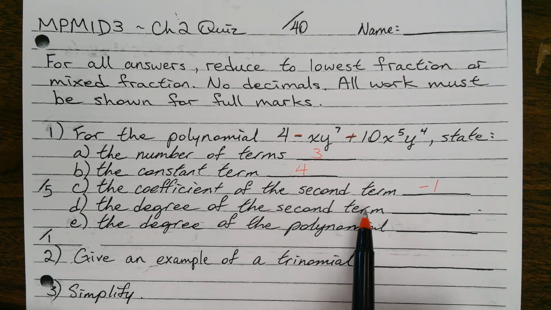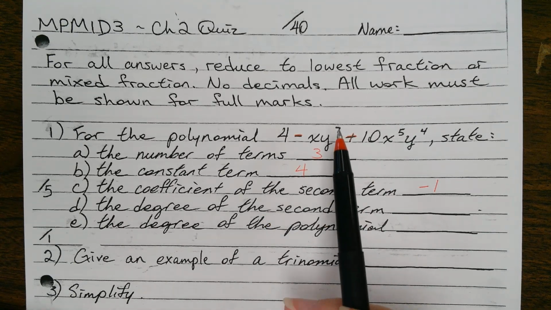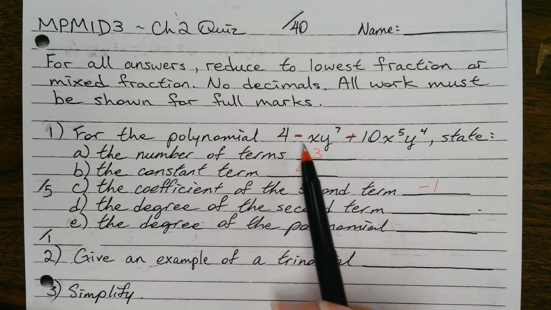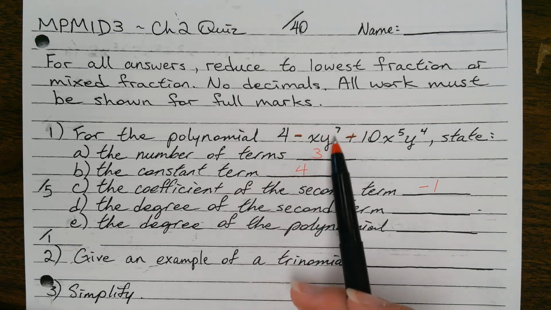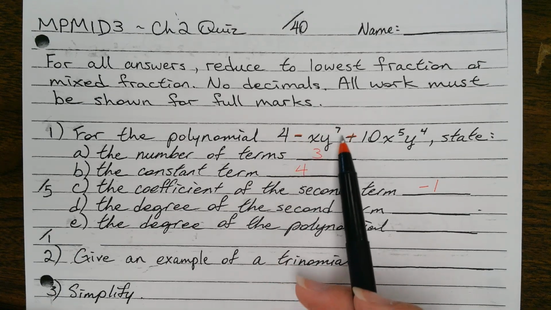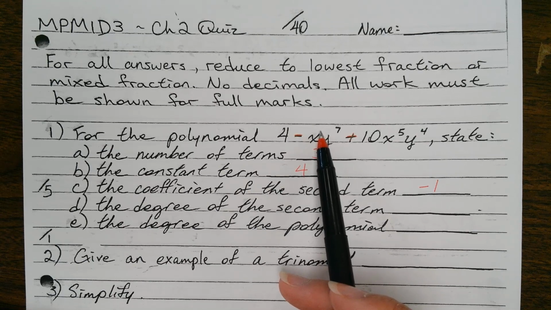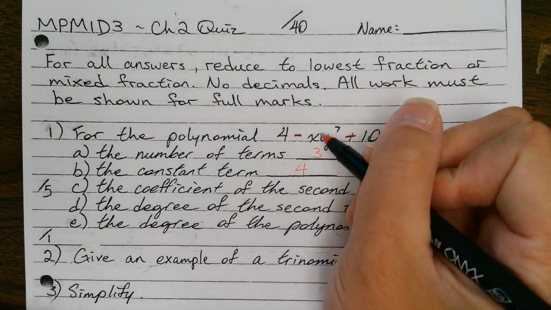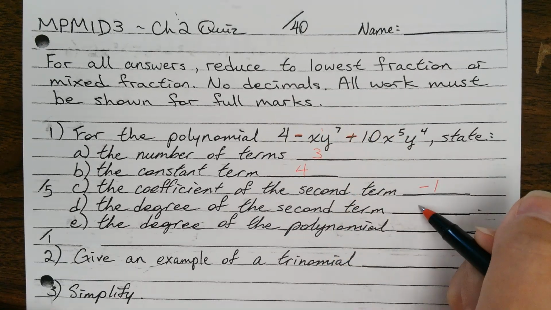The degree of the second term. Sophia. The degree of this term. What's the invisible exponent here? Yeah, so there's an invisible 1 right here. So it's 8.